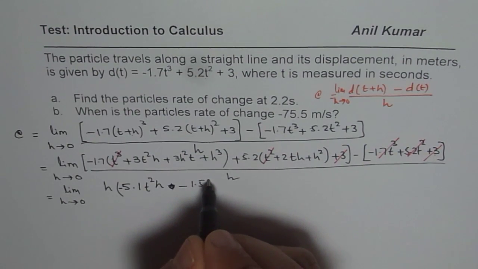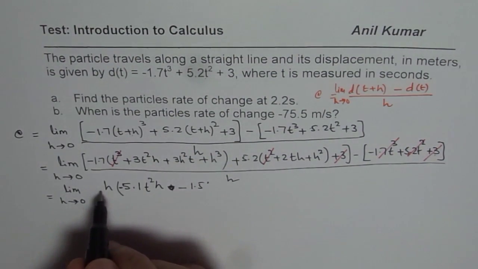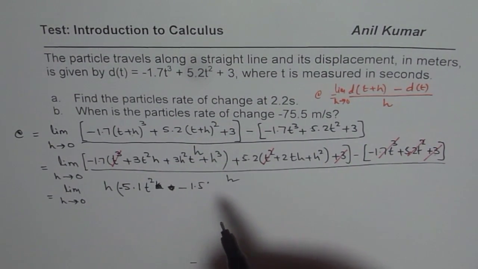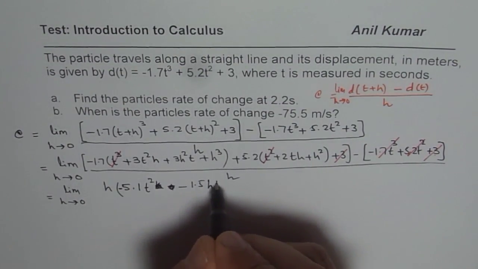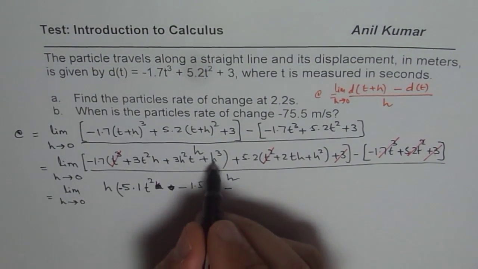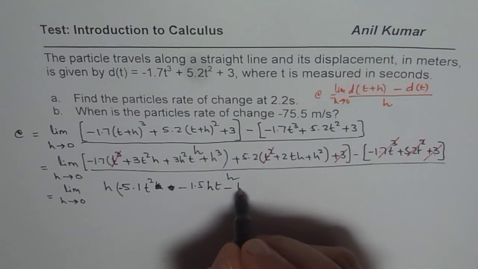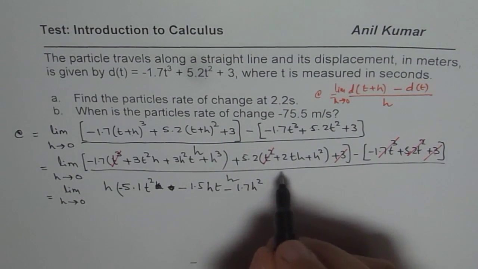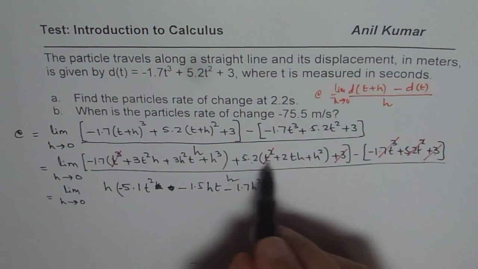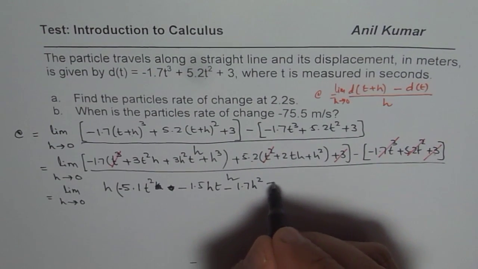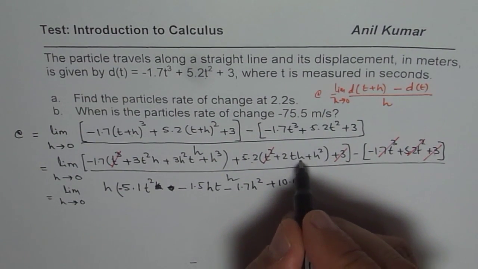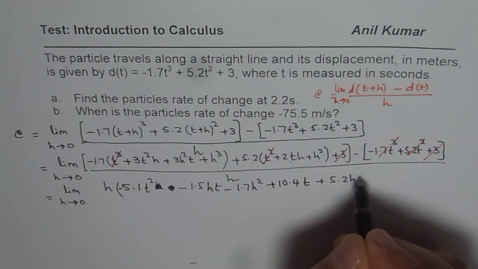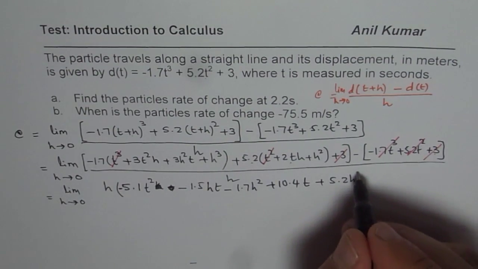1.5 ht, because I have taken one of the h common, so I should not even write this h. I'm taking h common, so I'm doing two things at the same time. So we'll write this as ht minus, this is also minus times, so minus 1.7 h square, since I've taken one h common, right? And here we are left with 5.2 times 2, which is 10.4, so plus 10.4, I'm taking h common, so writing just t, plus 5.2 h square, h has been taken out.